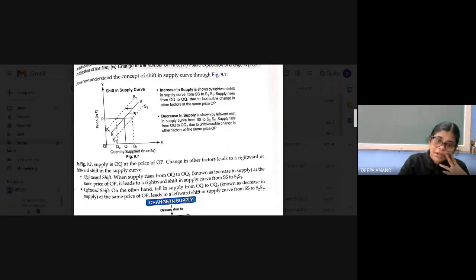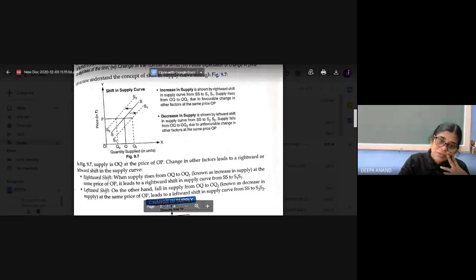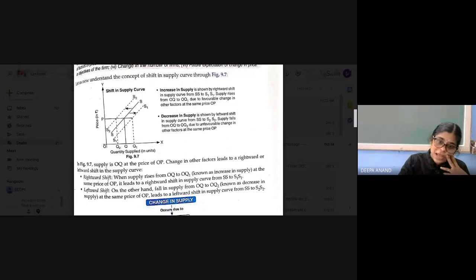So here it's the original S. The rightward supply S1 is the increase in supply, and the leftward supply S2 is the decrease in supply. So that is how you will represent the shift in supply curve. Okay, clear? Yes, ma'am. Yes, ma'am. Okay, so that's it, shift in supply curve.